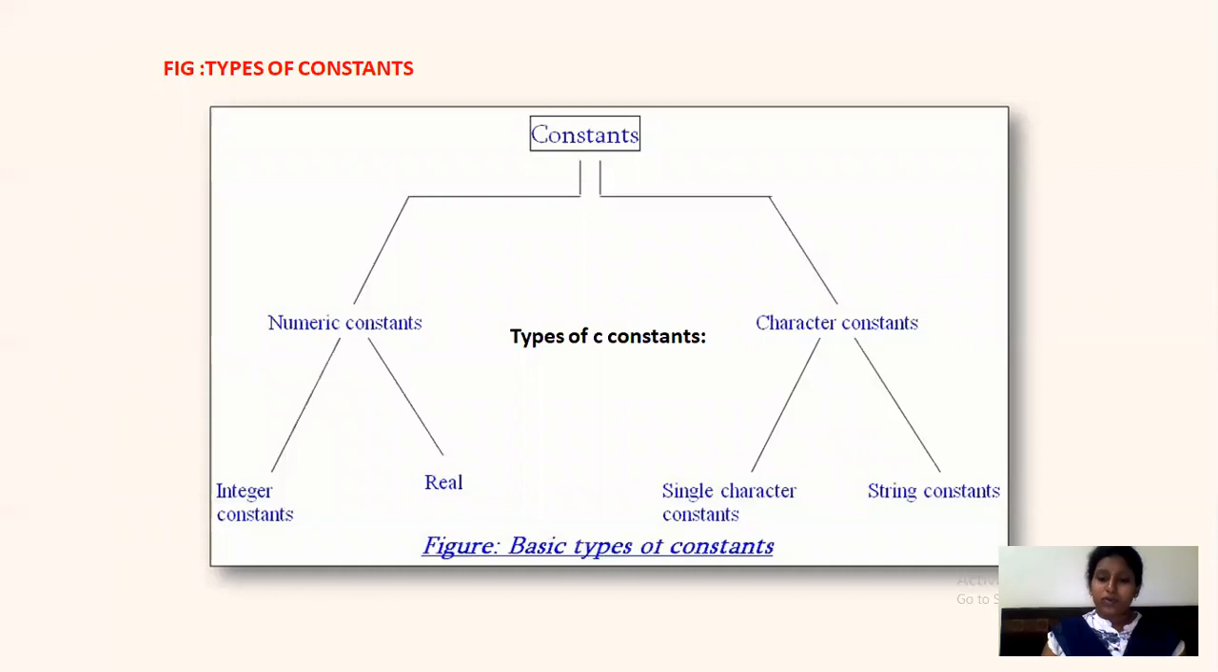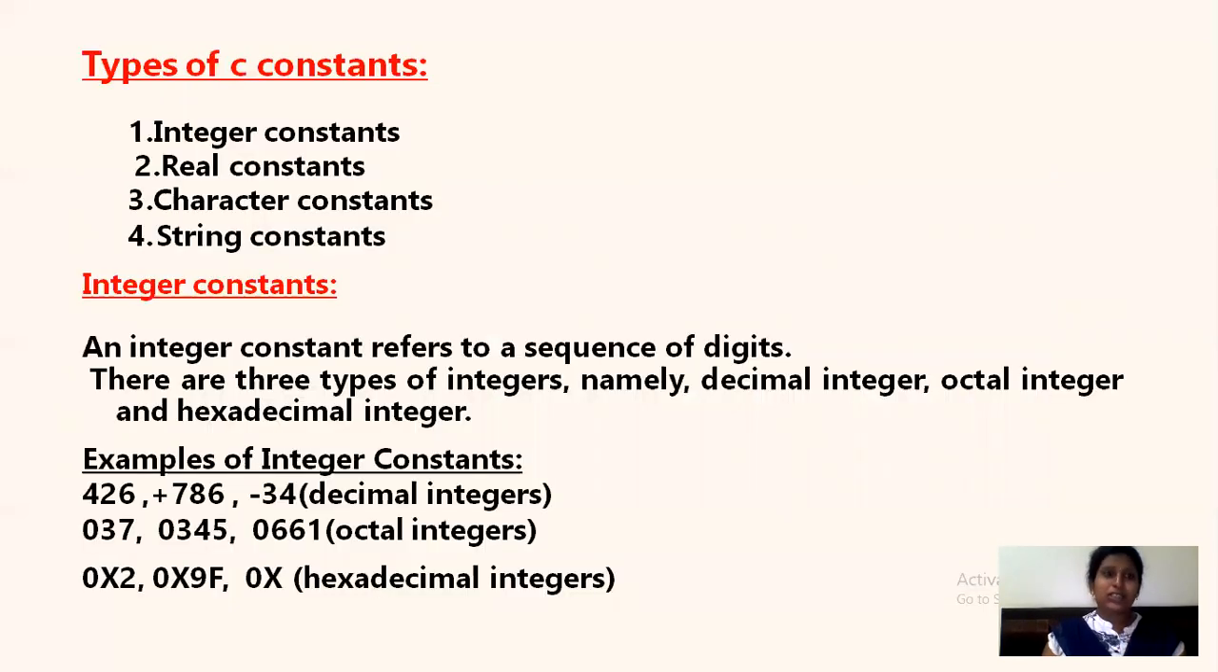Basic types of constants. See, what are the types of C constants? Integer constants, real constants, character constants, and string constants. Integer constants. An integer constant refers to a sequence of digits. There are three types of integers, namely decimal integer, octal integer, and hexadecimal integer.